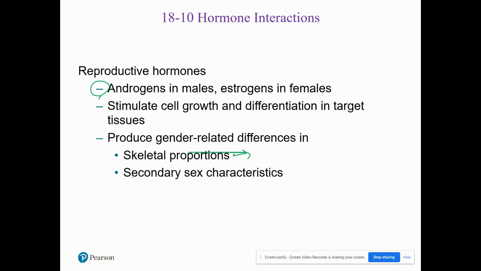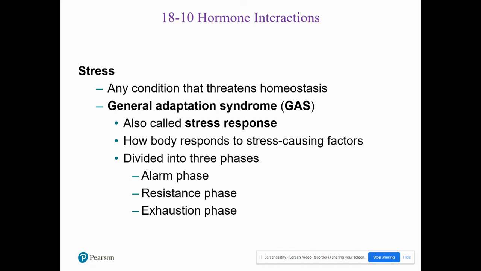And the secondary sex characteristics, which we'll go into more detail later, would be like pubic hair, facial hair for men, armpit hair for both sexes, menstruation for women, and sperm production for males.